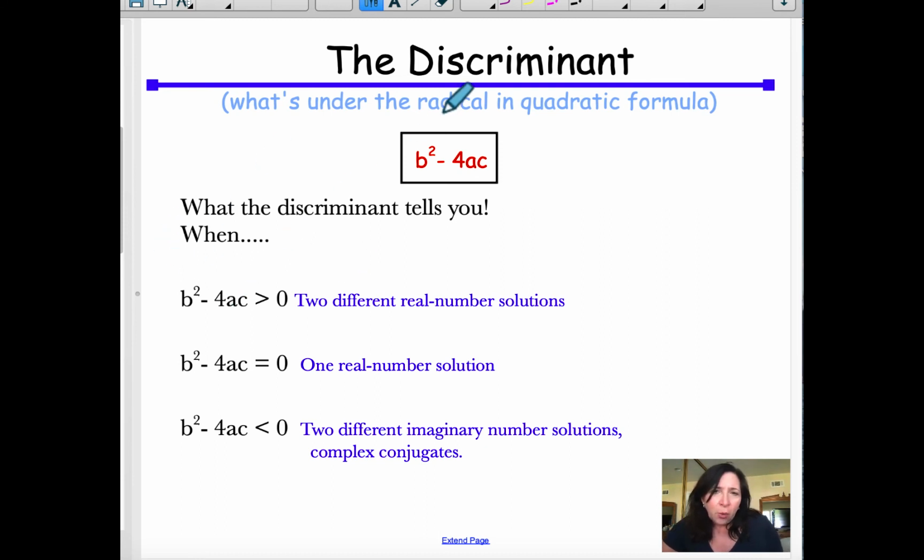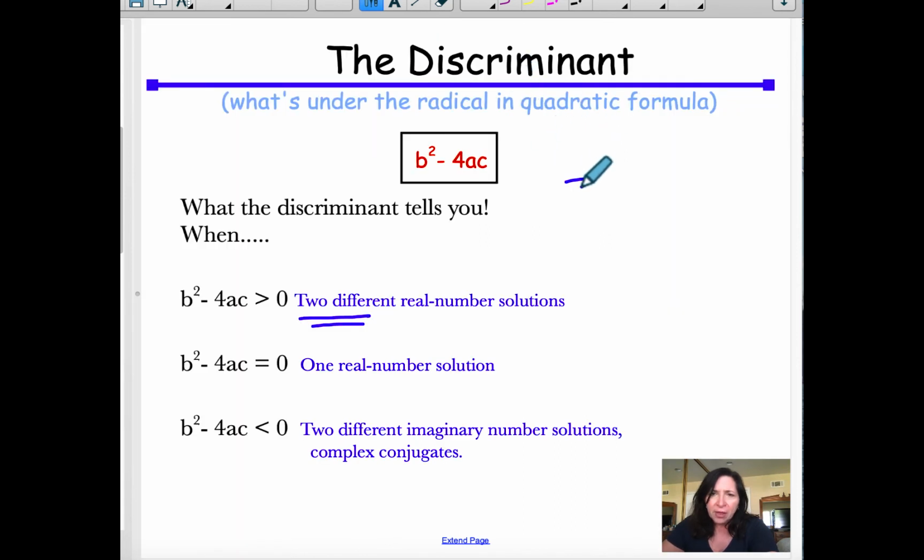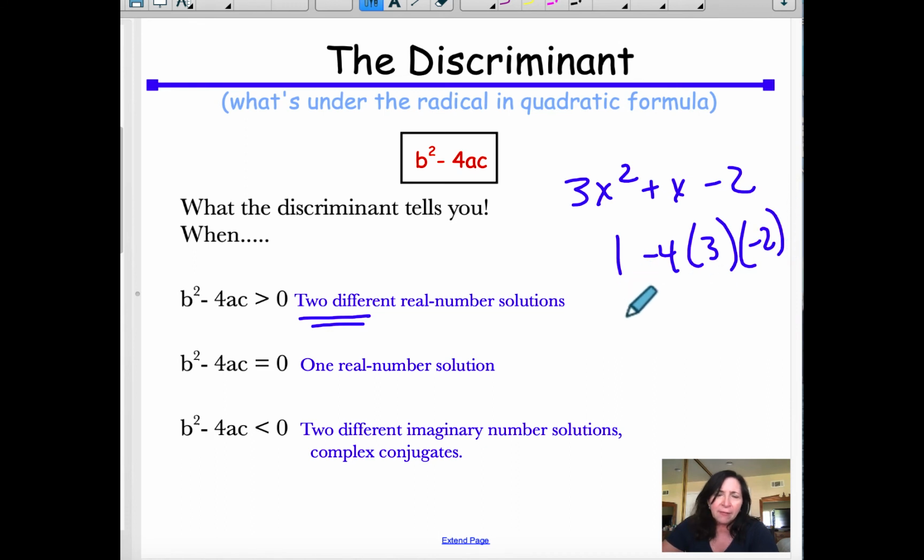So for example, when I find this number, b squared minus 4ac, if that value is greater than 0, that means I have 2 real number solutions. Like that last problem, right? Which was 3x squared plus x minus 2. B squared, so 1 squared, right? 1 minus 4 times 3 times c, which is negative 2. So 1 plus, what's that? 12 times 2 is 24. So that's 25. So if it's greater than 0, which it is, then I've got 2 real solutions.